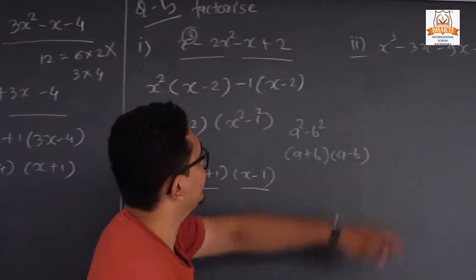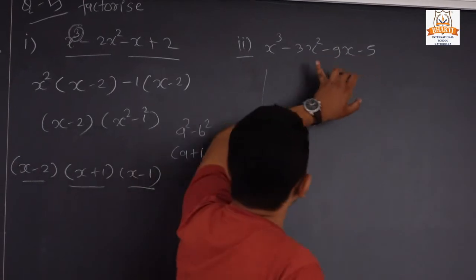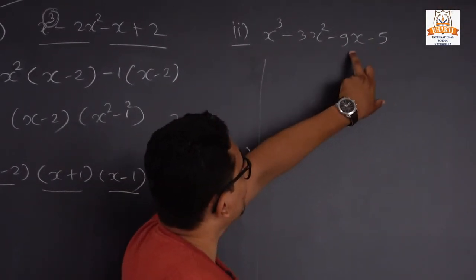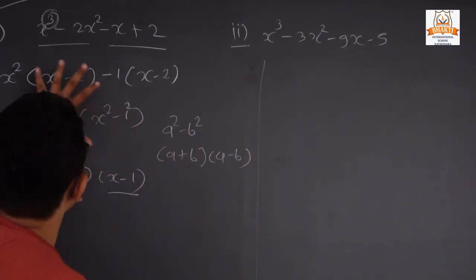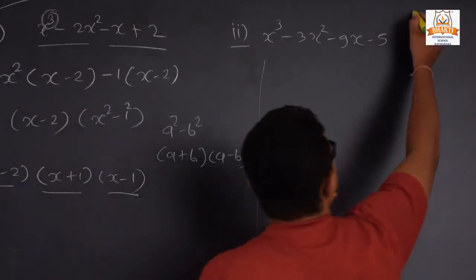Now we are going to our next sum. In the next one, x square is common, but there is no value common between 9x and 5, so we cannot use the direct factorization method. So here we use which method?